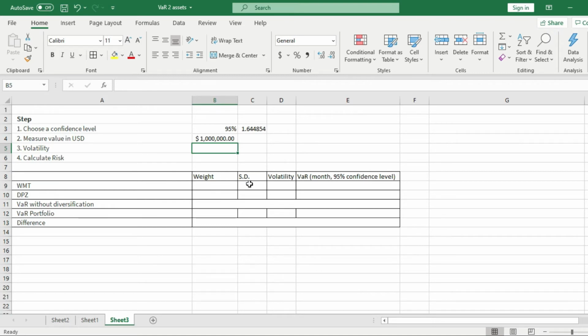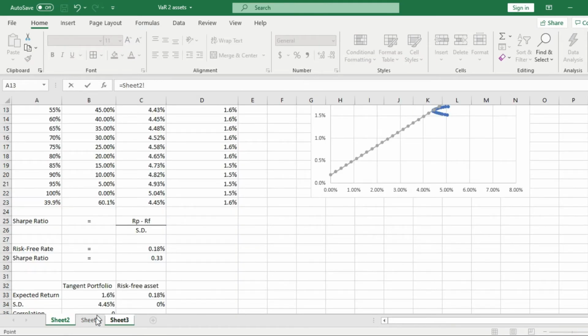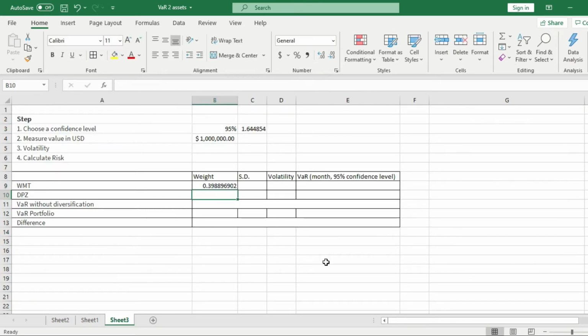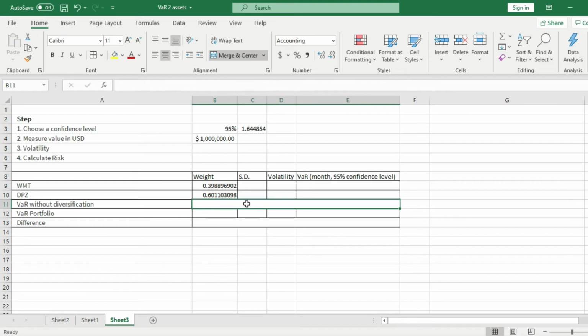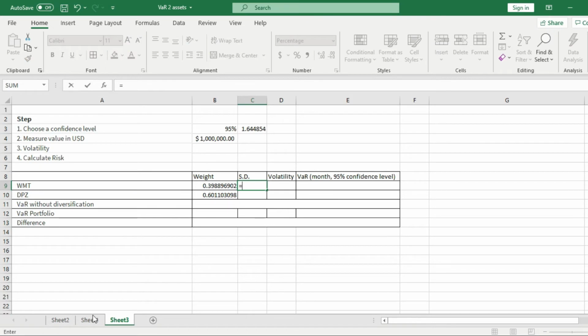Firstly, we have to compute the weights, so let's bring the weights to this sheet. We're going to use the weights of the optimized portfolio. Do you remember this from the Sharpe ratio and the portfolio optimization of the two assets portfolio? We optimized this portfolio with a weight of 39.9% for Walmart and 60.1% for Domino's Pizza.